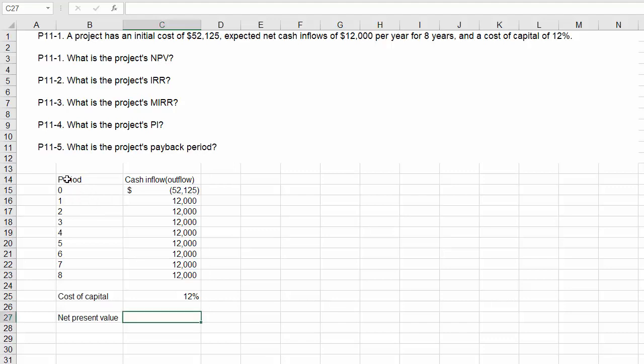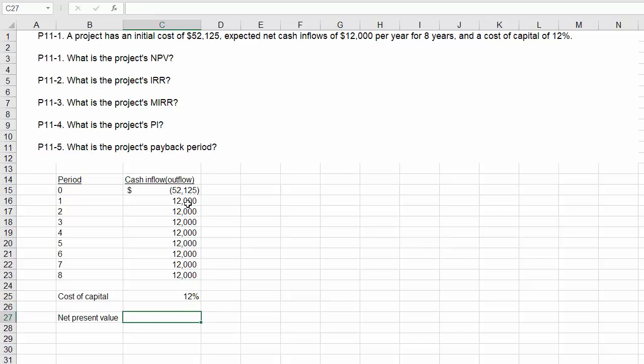Okay, so down here, I've laid out the cash flows and the periods for you. Now, period zero means now, and so we're going to have to spend $52,125, and then the project is going to result in $12,000 of positive cash flows for the next 8 years, and we're told to use a cost of capital of 12%.